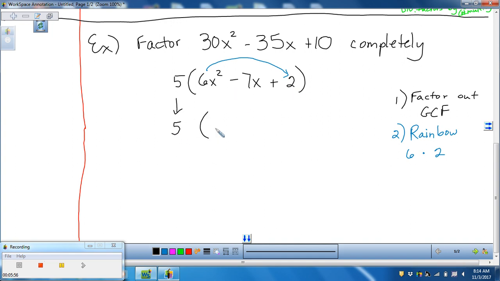So 6 times 2 is going to give me that 12 as my last term. I have x squared at the beginning minus 7x. So 6 has made its little rainbow trip over to the 2. Alright, step 3, now factor as usual. So determine your factor pairs.